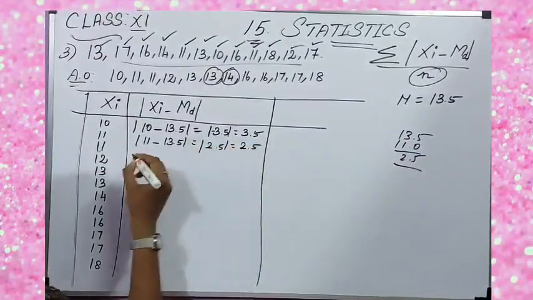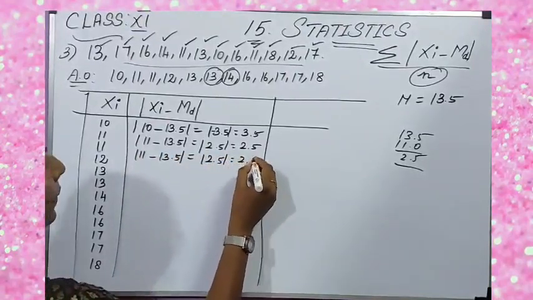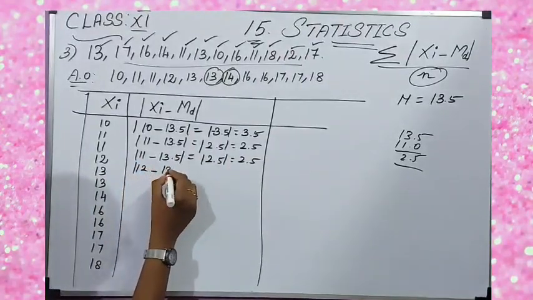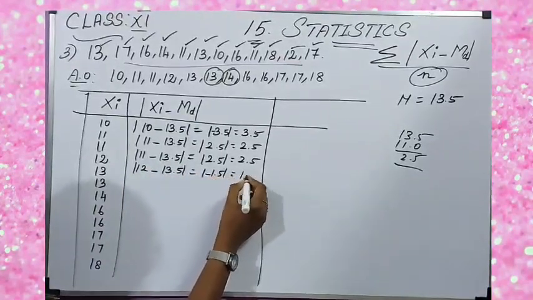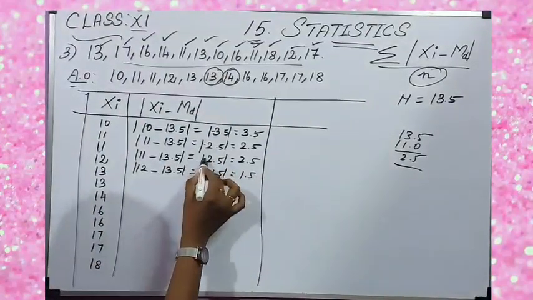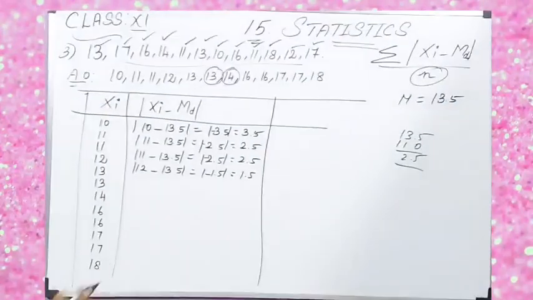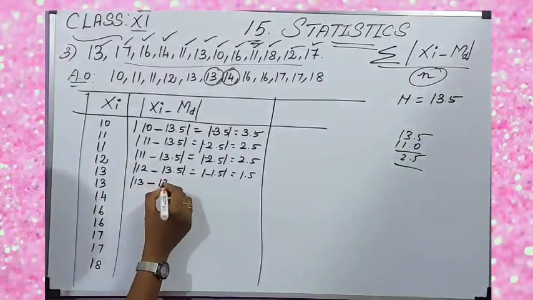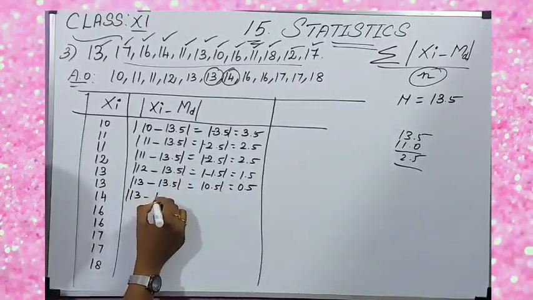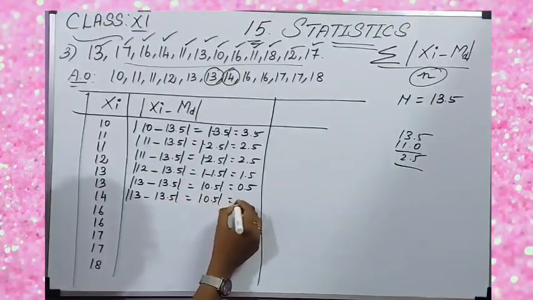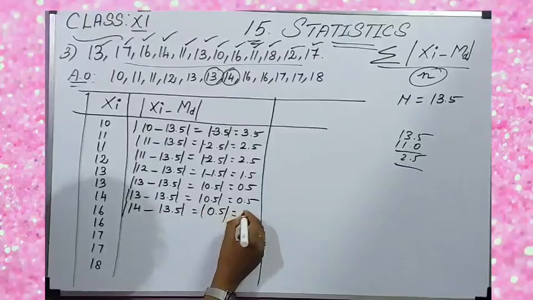2.5, and again 11 minus 13.5 is 2.5. Then 12 minus 13.5 is minus 1.5, so 1.5. Since it is in the modulus, it becomes positive 2.5, positive 2.5 and positive 1.5. Here it is 13. 13 minus 13.5 is 0.5, and again 0.5. 14 minus 13.5 is again 0.5.